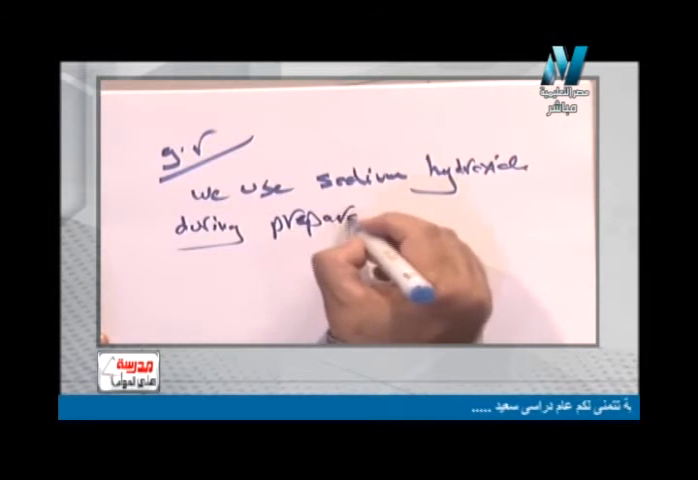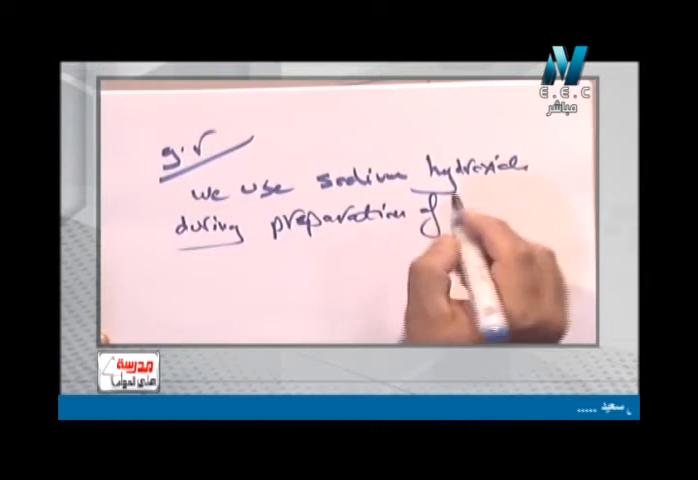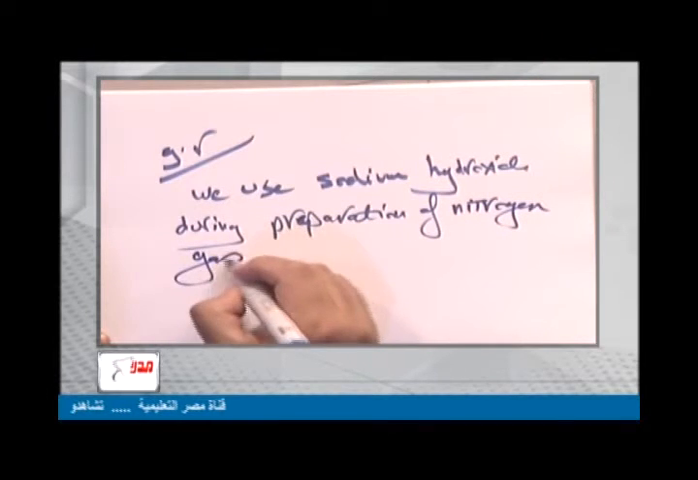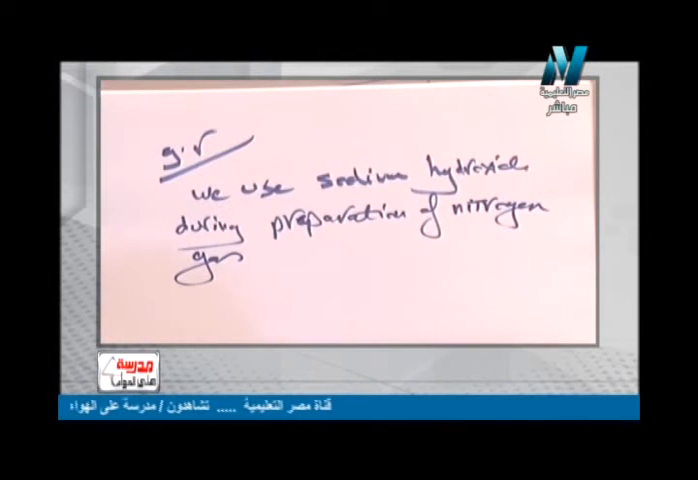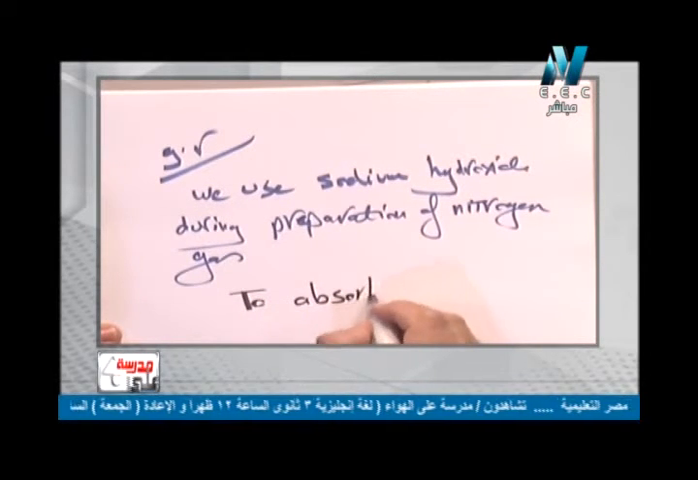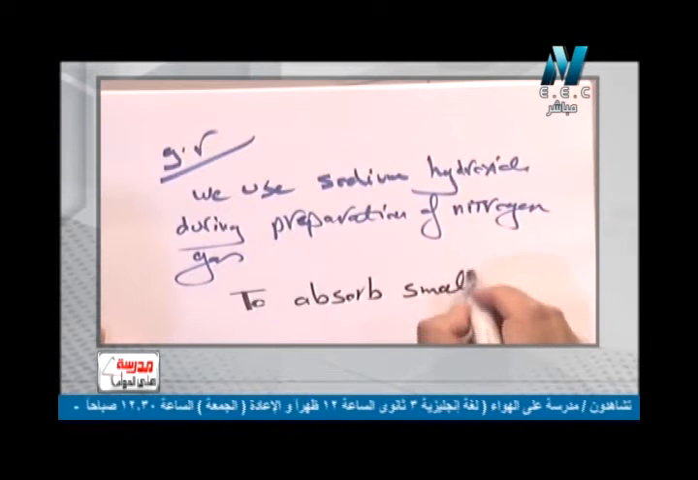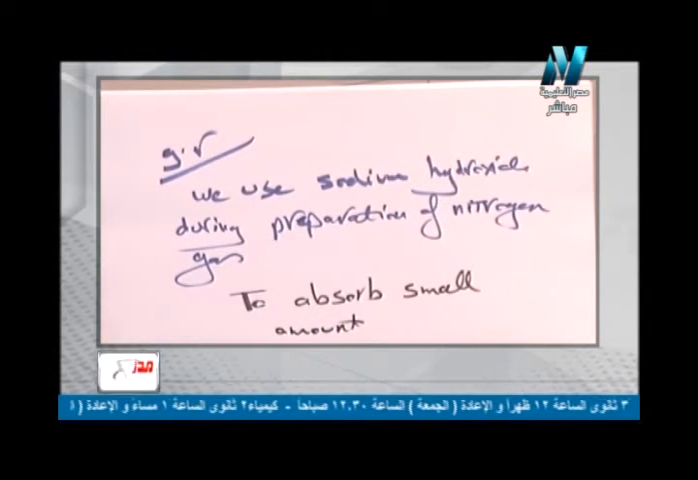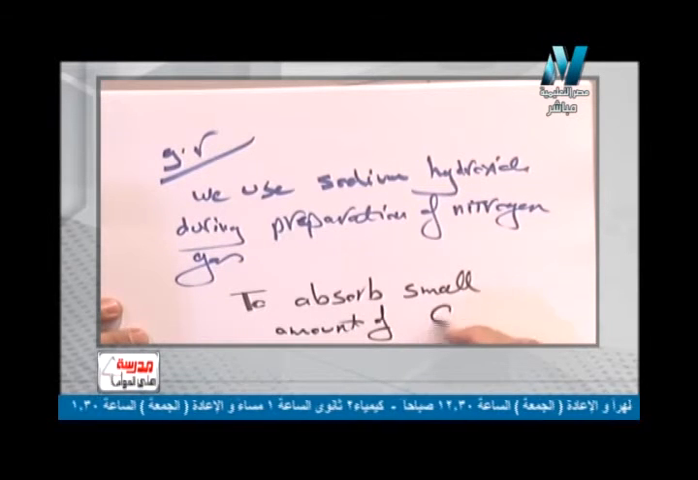During preparation of nitrogen gas. ليه بستخدم أي واحد من دول في تحضير nitrogen gas؟ Surely the answer will be simply to absorb small amount of carbon dioxide gas directly. To absorb the small amount of carbon dioxide gas.